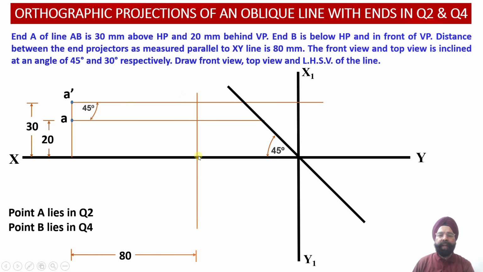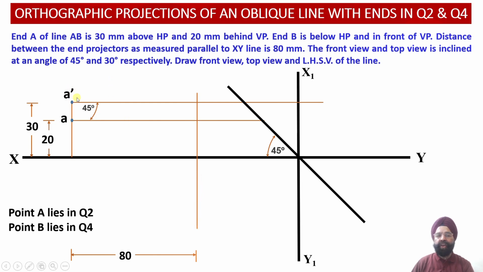So since the point B lies in the fourth quadrant, we are going to get the front view projections as well as the top view projections of the end B lying below the XY reference line. So here points B and B dash, we don't know where they are going to lie right now. But one piece of information we have obtained, while evaluating, is that this point lies in quadrant number 4, that is, points B and B dash are going to lie below the XY reference line.